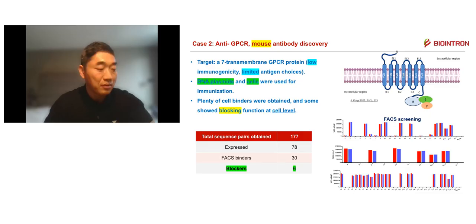And also, as you can see, there's no benchmark for this target, because I would say people tried a lot with hybridoma but failed, with mouse in mouse. So in this case, there's no benchmark as a positive control for us. But finally, we got a lot of FACS binders and blockers.